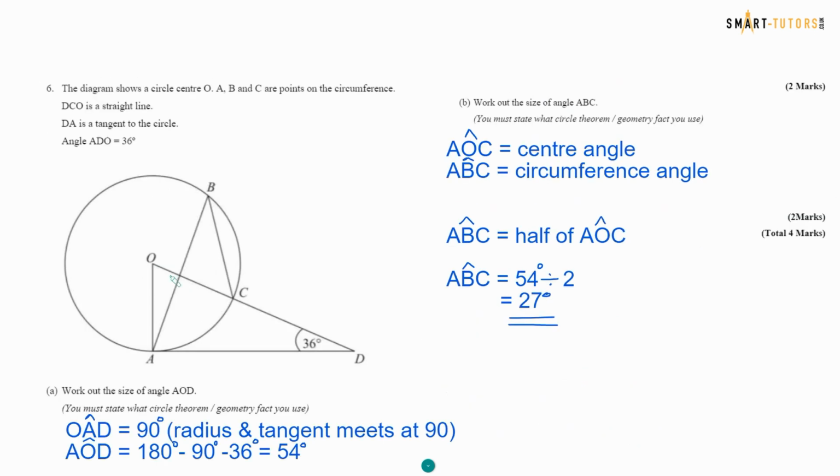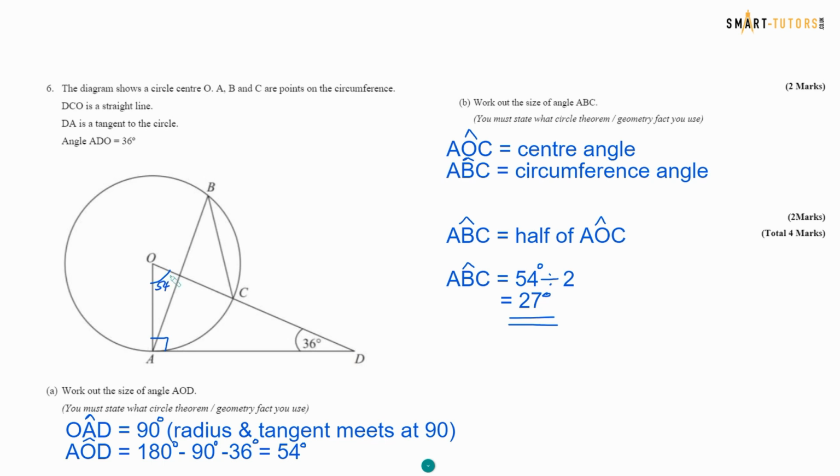Question number 6. The diagram shows a circle, center O, with A, B, C points on the circumference. DCO is a straight line. DA is the tangent to the circle. So if this is a tangent, this is going to be 90 degrees, and this is a triangle now. So 90 plus 36 take away from 180 gives this center angle 54.